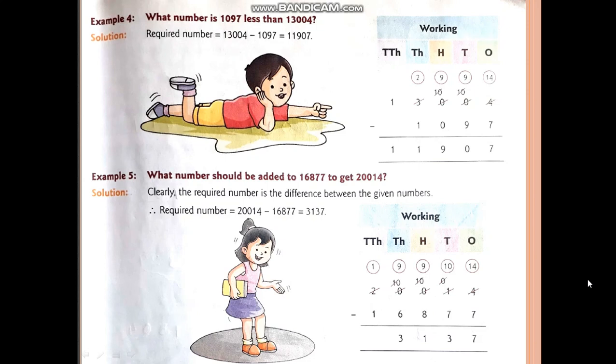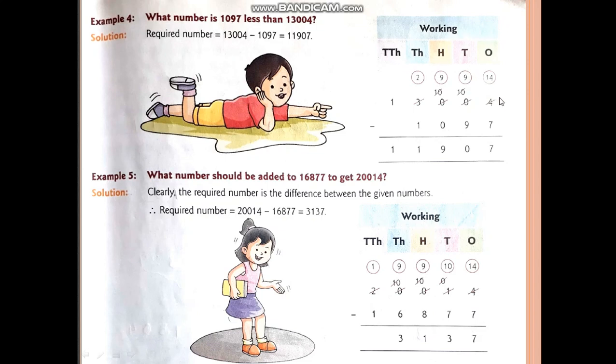Now I am taking the next example. This one is a word problem. What number is 1097 less than 13,004? It means how much is 1097 less than that number. So you subtract the numbers and you get the answer. Here always remember, you write the number on the place value chart: first the ones, then tens, hundreds, thousands, and ten thousands.